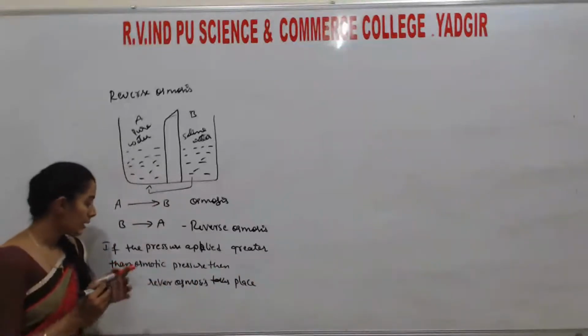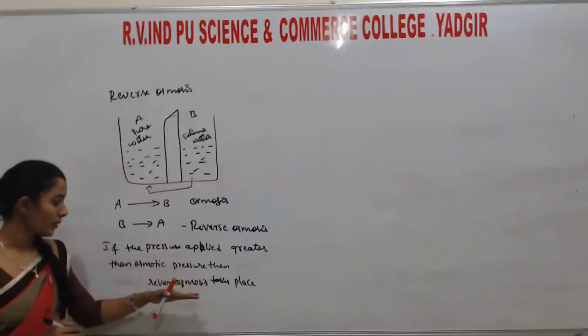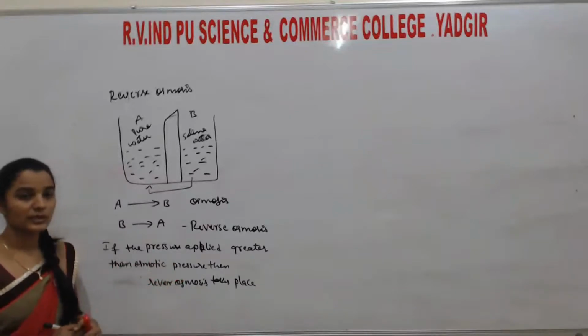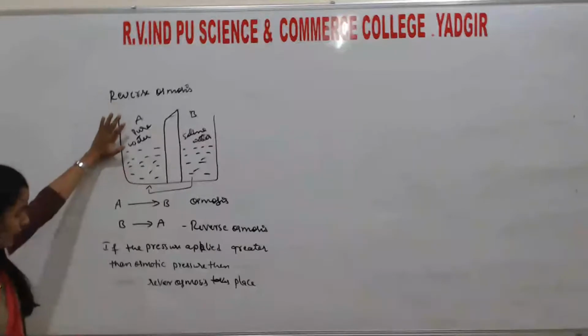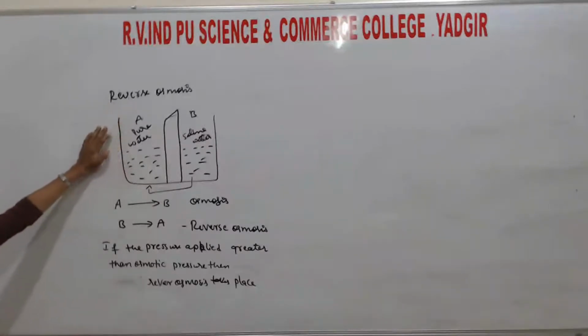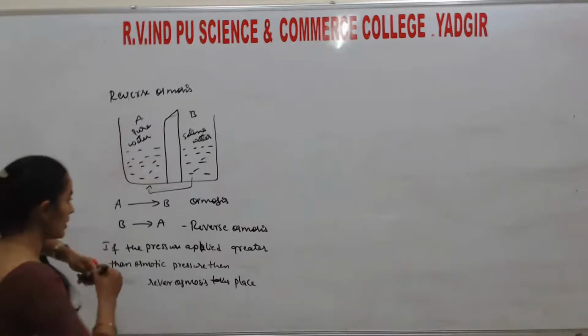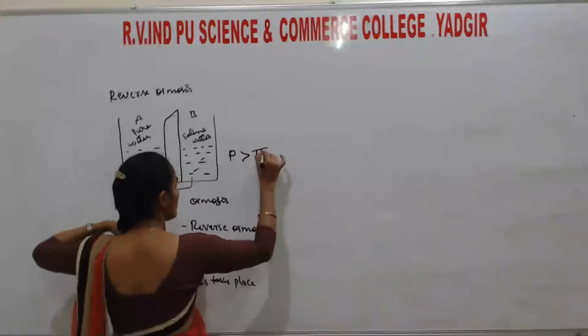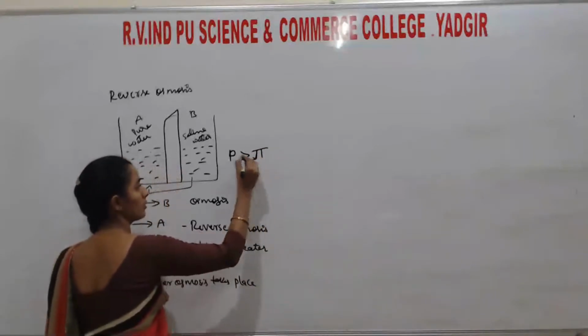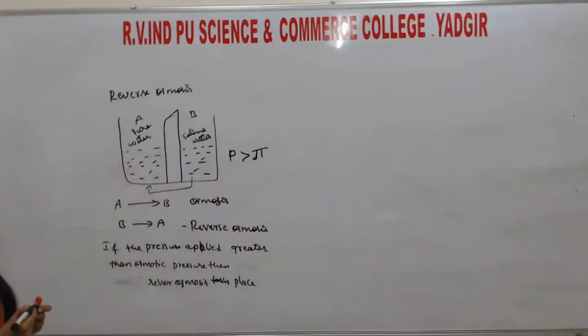If the pressure applied is greater than the osmotic pressure, then reverse osmosis takes place. This is the diagram which shows the reverse osmosis. Okay. So here what happens? Always the pressure is greater than the osmotic pressure. So this is all about reverse osmosis.